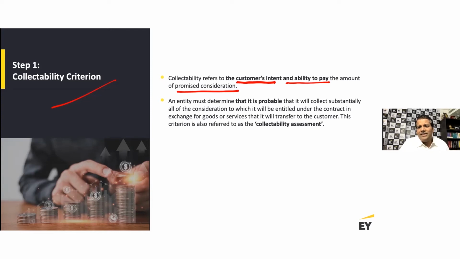Because if at that time you believe that this customer does not have the intent or ability to pay at the time you're fulfilling your performance obligation, what does that mean? Then you may not be able to recognize revenue in the first place, because you will then only recognize revenue when you actually receive money.